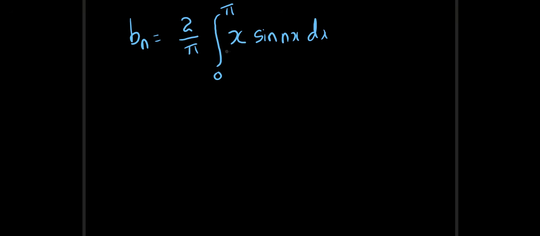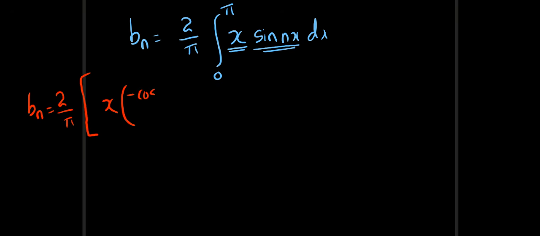In the last video I told you how to integrate whenever you get a polynomial and a trigonometric function. So what do you call the method? The method is called Bernoulli's rule. So bn will be equal to 2 by pi, then you put a big bracket. First function x, and minus cos nx the whole divided by n, within the limits 0 to pi.